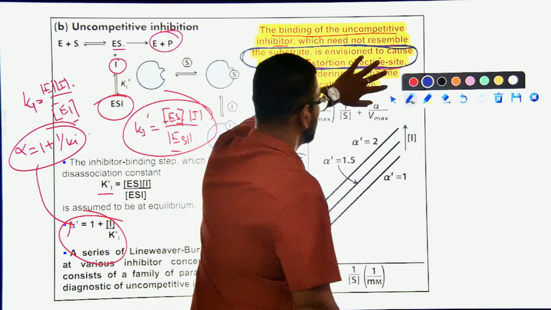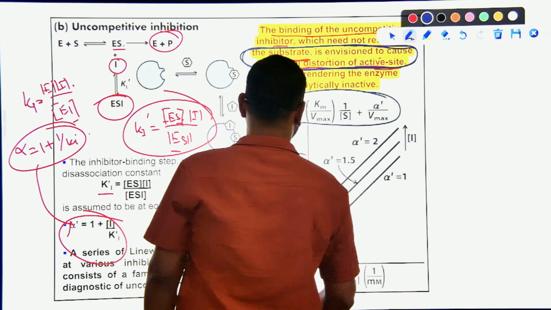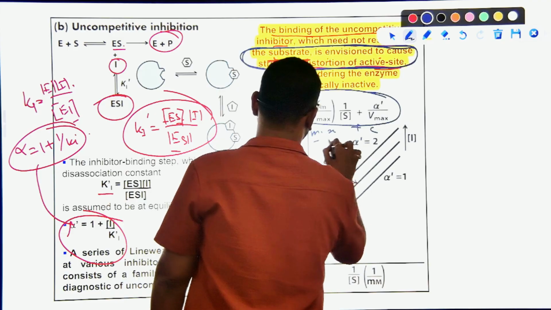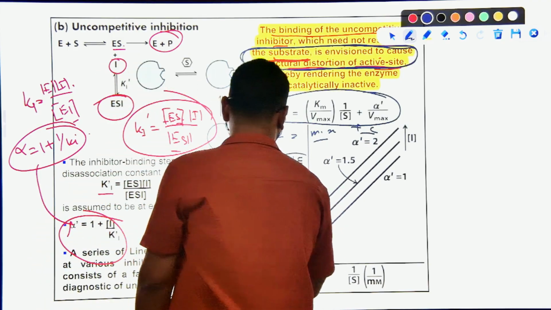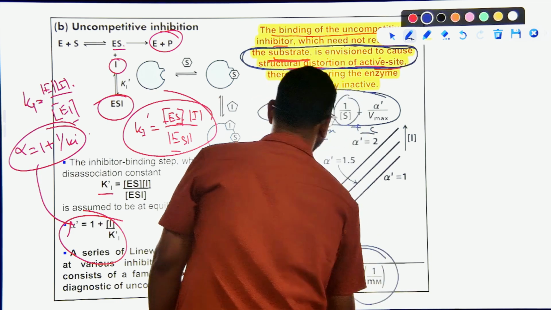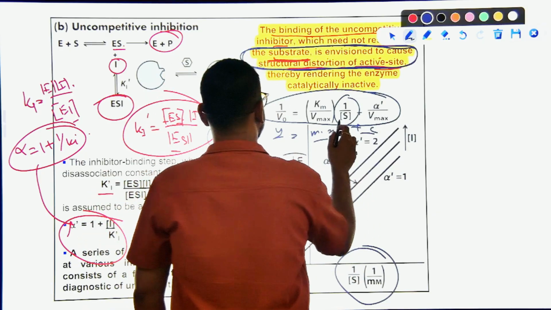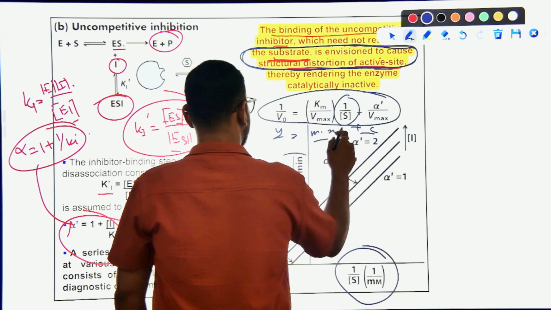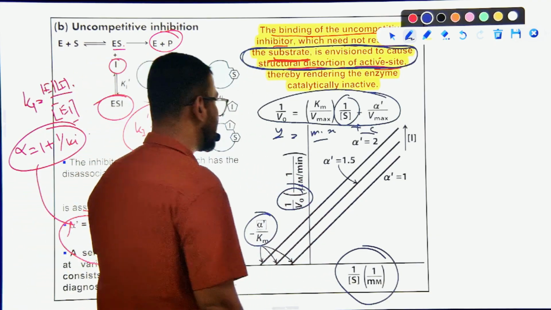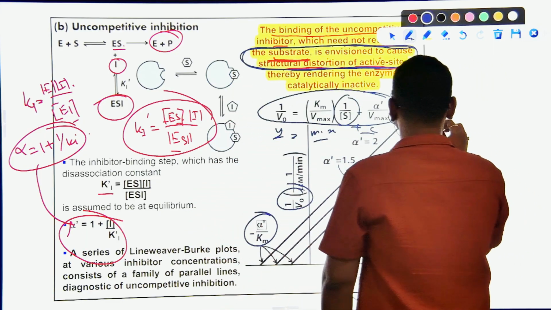So we don't need to go for the derivation. Finally, the equation is like this: y equals m into x plus c. As simple as that. On the y-axis we have 1 by v naught, on the x-axis we have 1 by s, just like the previous one. Our x-axis intercept is minus alpha dash by Km. Just like the previous case, how have we received it?